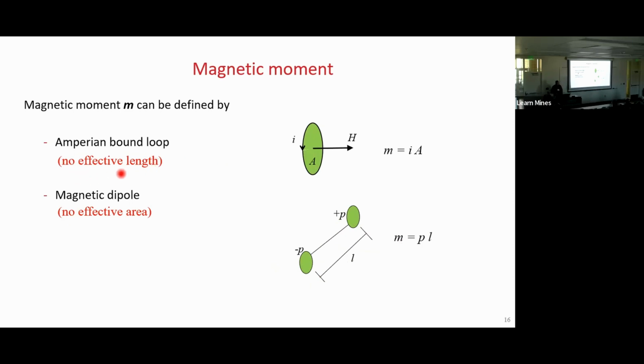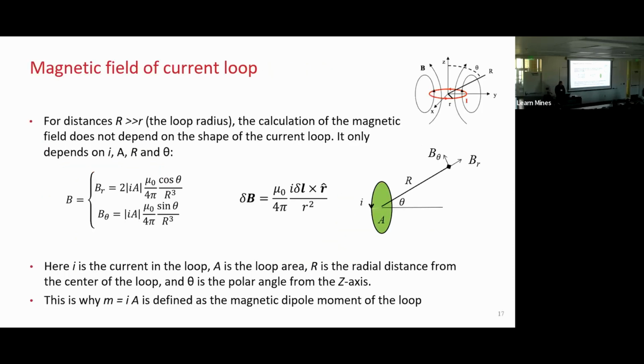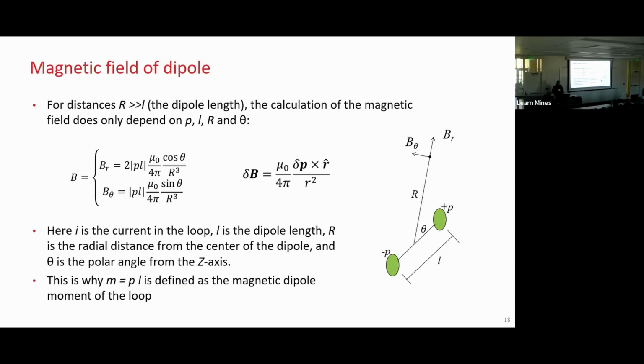For the Ampere loop, there is no effective length. For the magnetic pole, there is no effective area. You have to give up something in order to calculate moment. So if you have moment and you apply the Biot-Savart law, you can calculate exactly where the induction is once you know your loop. Or if you want to use the dipole model, you can again use the Biot-Savart law to calculate the theoretical field around it.